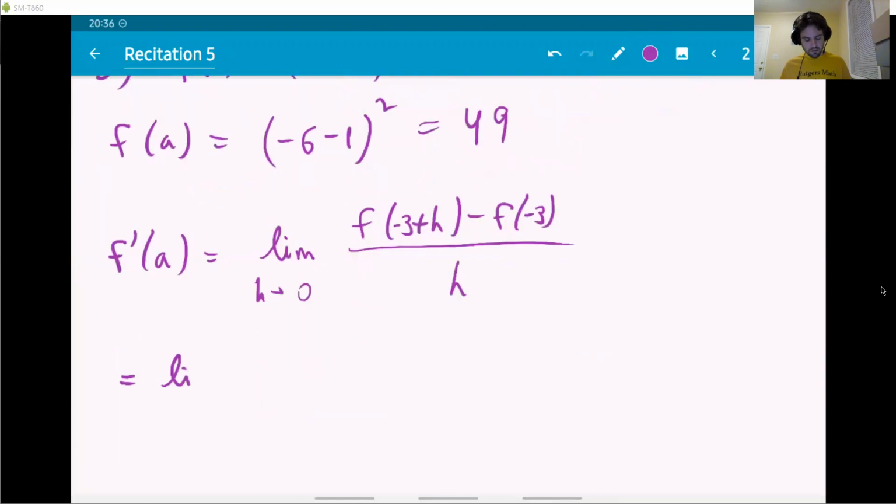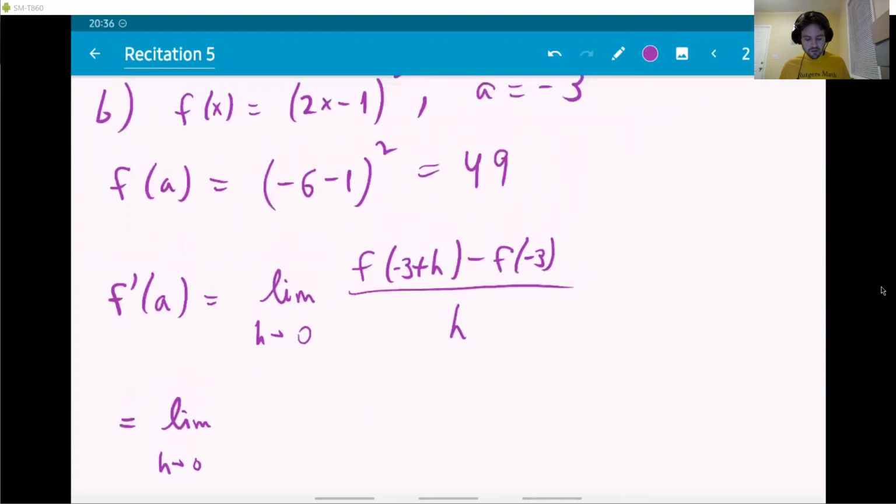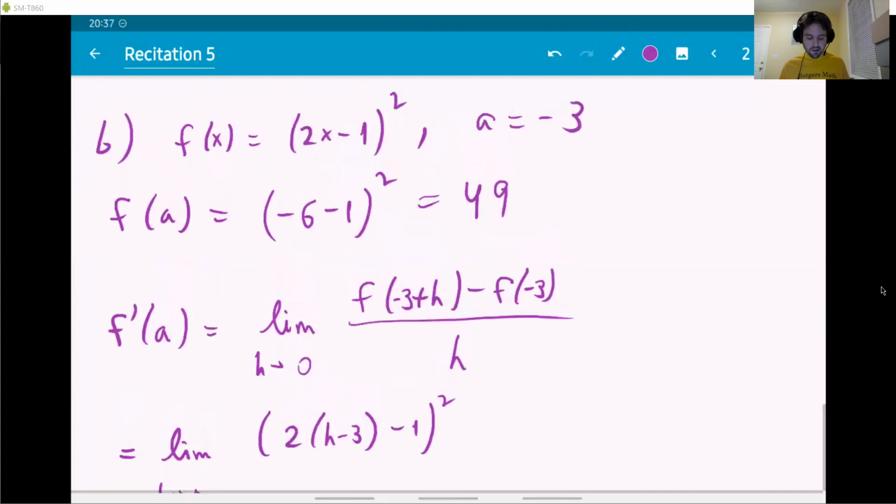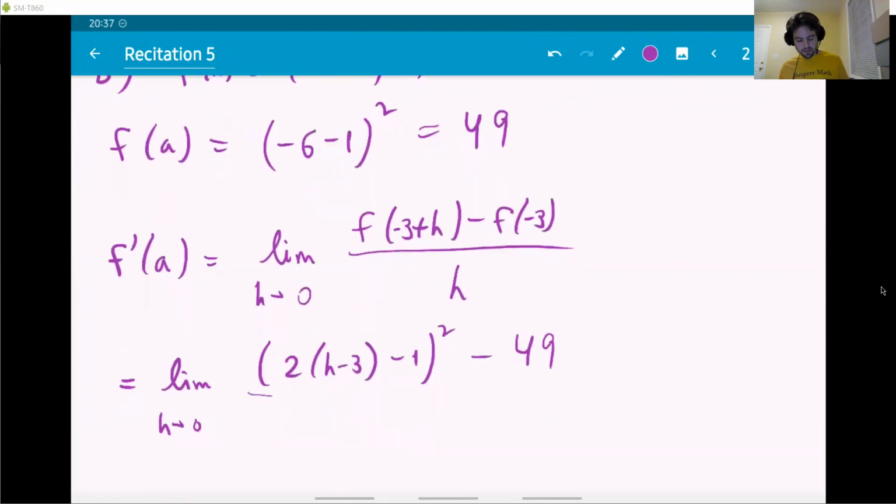So f is the function 2x minus 1 squared. We need to apply this to the number h minus 3 right here. So I plugged in h minus 3 for x inside of the function f. Similarly, I'll plug in the number minus 3, although we kind of already computed that f of minus 3 was 49. The whole thing is supposed to be divided by h.